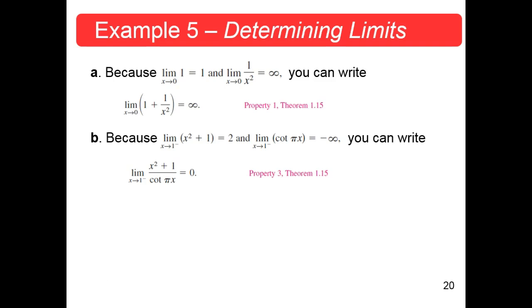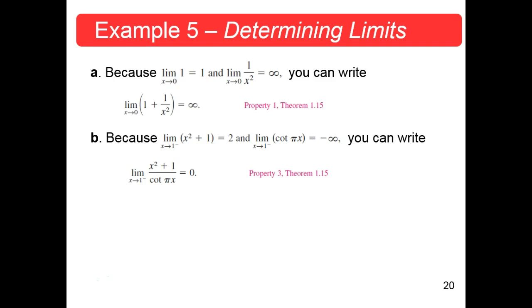So what do you have if you combine these two? X approaches 1 from the negative side of x squared plus 1 over cotangent pi x. Well, this was 2. This was going to negative infinity. Something over infinity is going to 0. So this does have a limit going to 0. Perhaps there's some value in doing some of these, especially that quotient. The sum, the difference and the products, they're going to infinity. The quotient, if you have the infinity in the denominator, then it's going to 0. Infinity in the numerator, you can't tell.